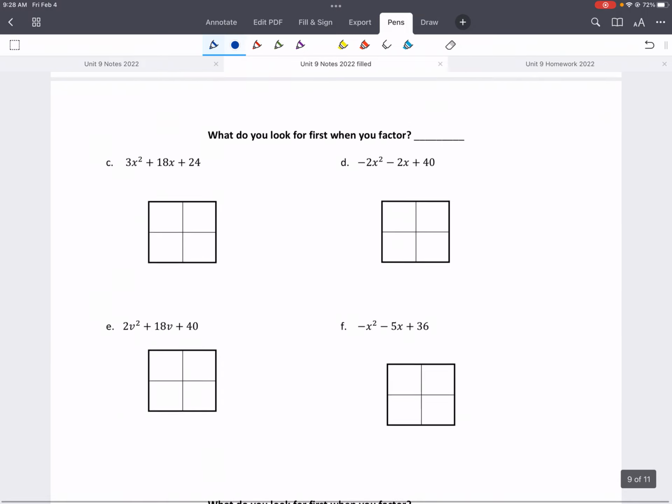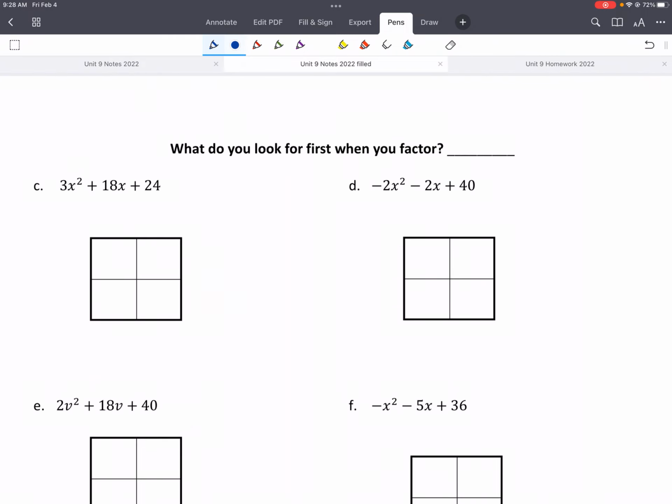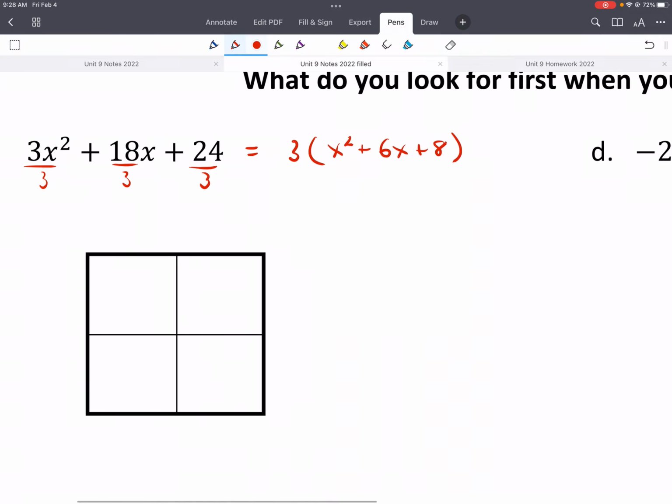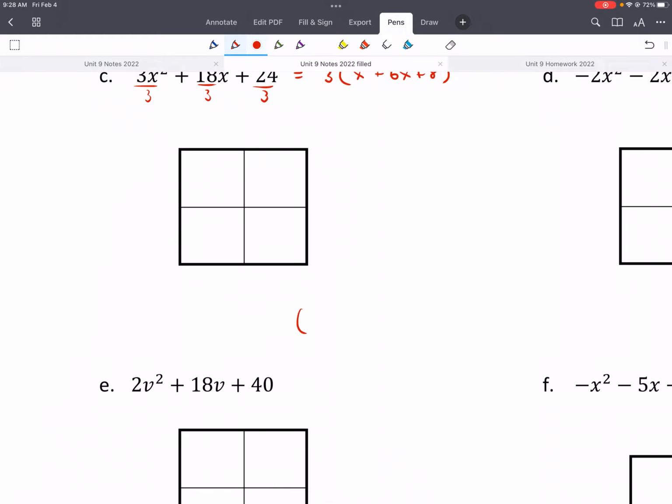Okay, so these are just some more examples. Again, what do you look for before you factor? We've got to make sure we check out the greatest common factor. Let's go over this one. Is there a greatest common factor? Yeah, it looks like 3 goes into all of that. So we could factor out a 3, and we'd get x squared plus 6x plus 8. So we'll do our glasses with that. Again, if you take out that greatest common factor, you could put that 3 here, save that for later.